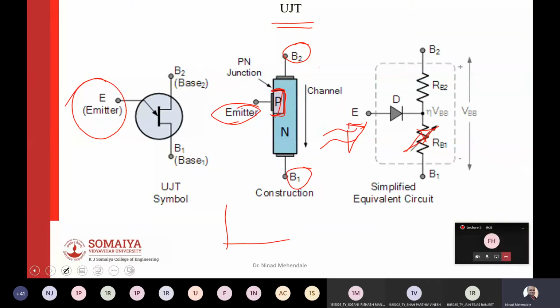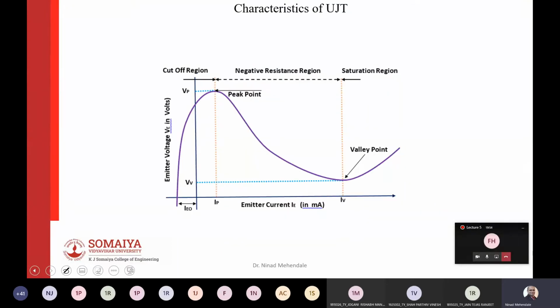There is a concept called negative resistance that says when you increase a positive voltage, your current decreases. So that means the resistance should be negative, which is just a term. Physically, no resistance can be negative, but because of the special nature of the UJT, as we increase the voltage, the current is decreasing. So that's why we call it a negative resistance region. And this is how the characteristics of a typical UJT look.